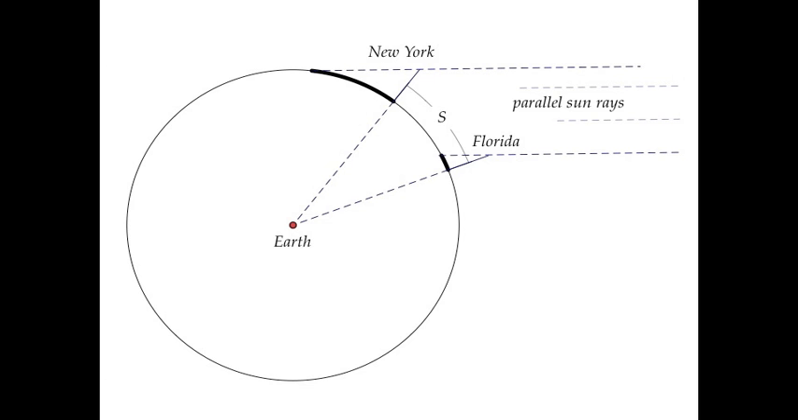Poles are placed in both New York and Florida to cast shadows with the intent of finding the pictured angles alpha and beta. These will then be used to calculate central angle phi as follows.